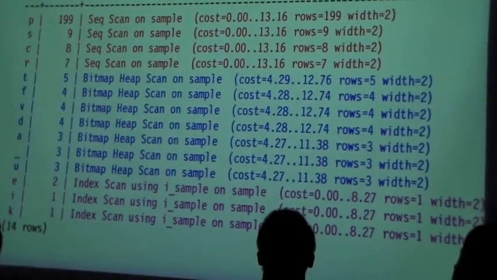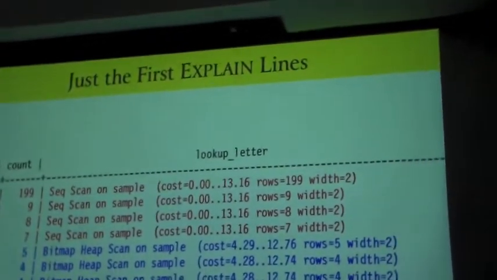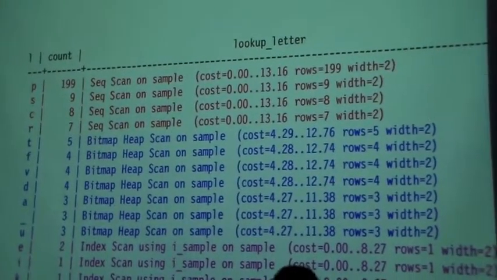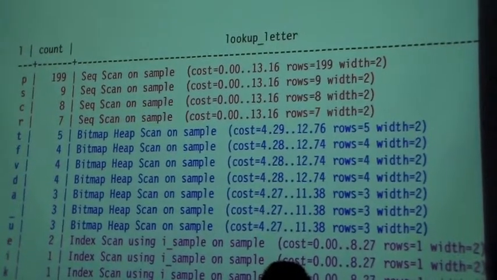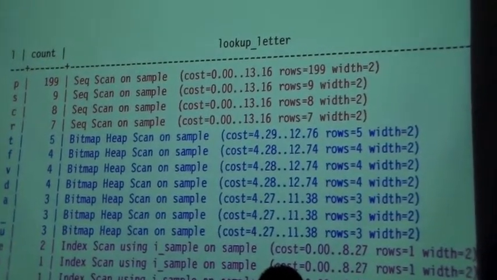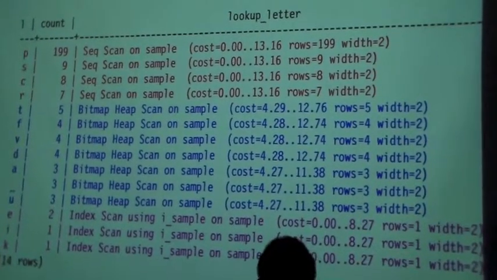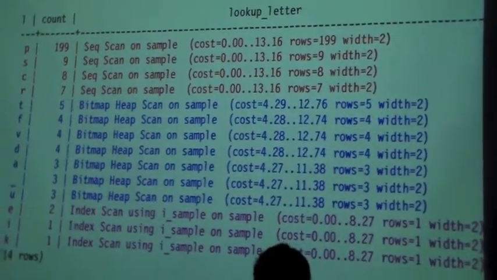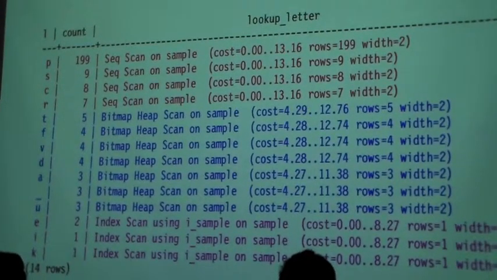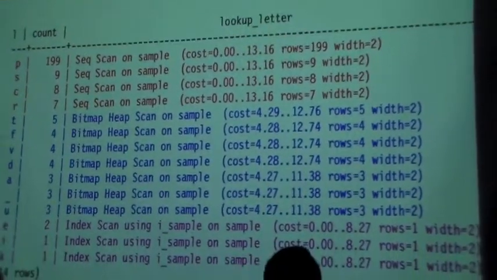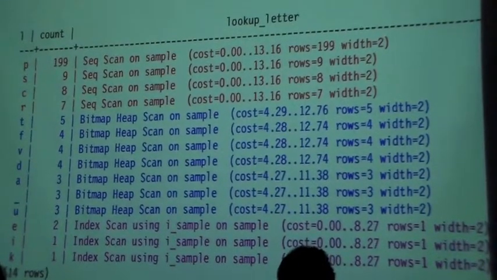This is the quintessential slide for the presentation. What it's illustrating is that as I go from the most common values at the top to the least common values at the bottom, the optimizer is automatically changing the type of access method it uses to get the data, with me not having to do anything at all to the query itself. And this is all driven by the analyzed statistics that I created early on. Are there any questions so far?